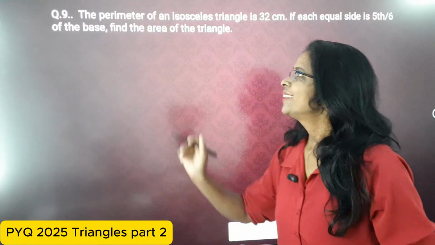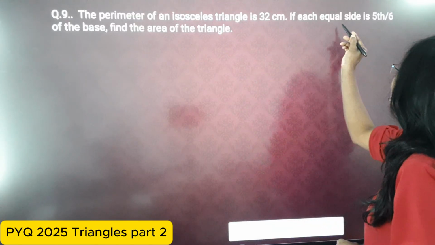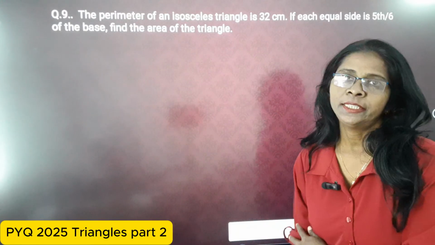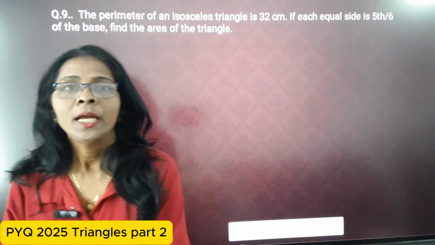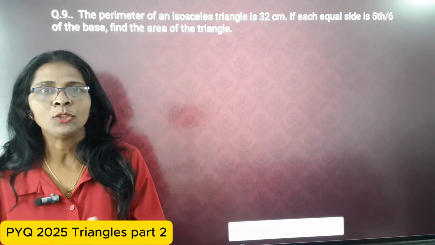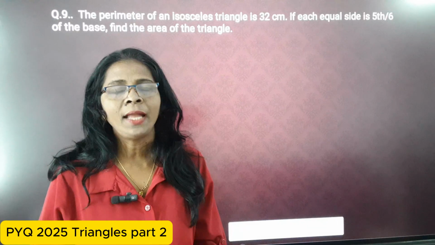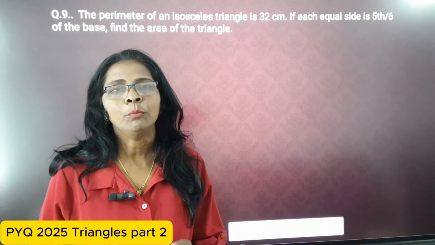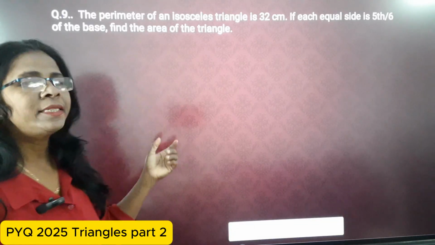Question 9 students. The perimeter of an isosceles triangle is 32 centimeter. If each equal side is 5/6 of the base, find the area of the triangle. So now here we have to find out the area of the triangle students, and for that we know the formula for the area of the triangle, that is half into base into height. So we need the length of the height as well as the length of the base. So we try to first find out both, that is the base and the height. So how can we find out the base and the height?